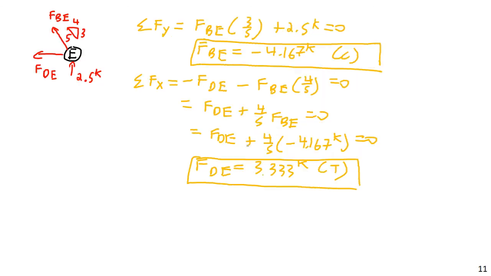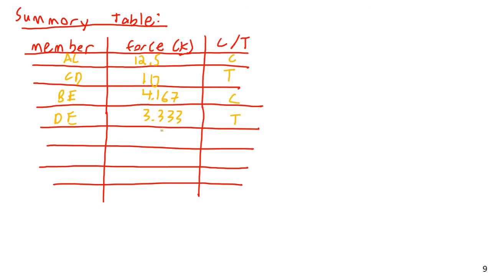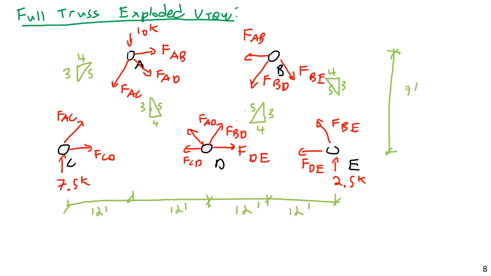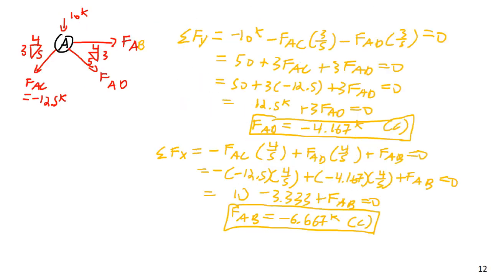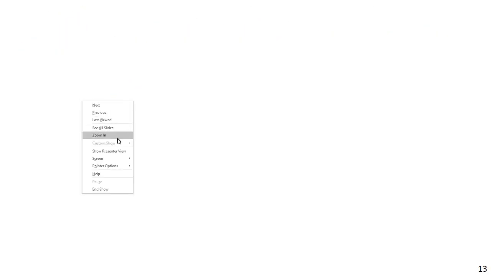So let's go back here. FAD is 4.167 kips and in compression. And AB is 6.667, and this is also in compression. We have only one unknown member force left, and that's member BD. But I will do a check after this to make sure our numbers are correct.